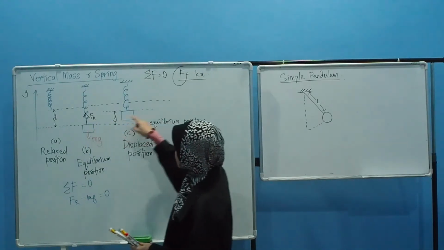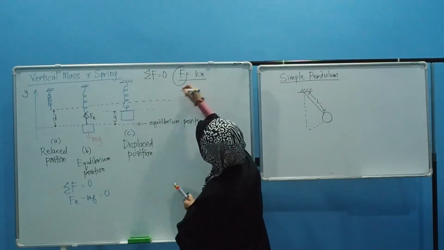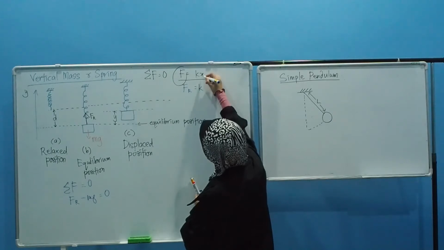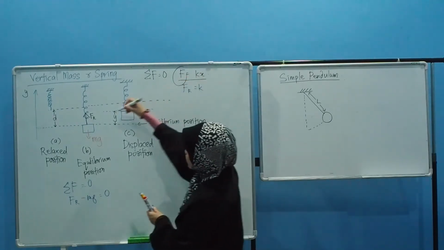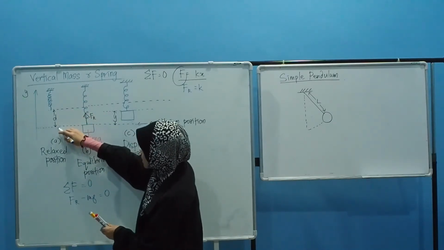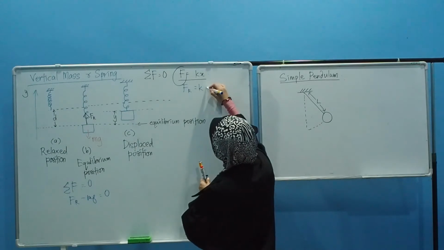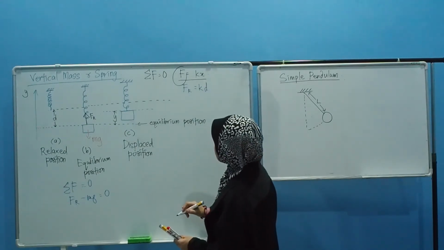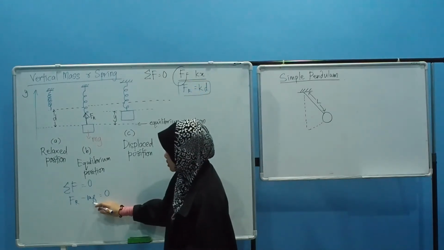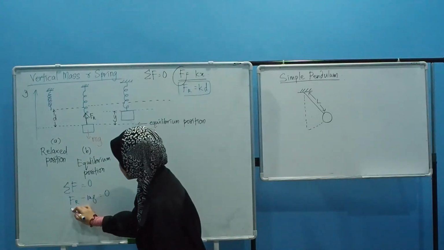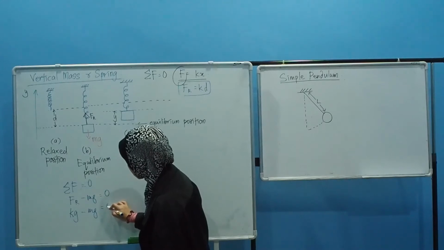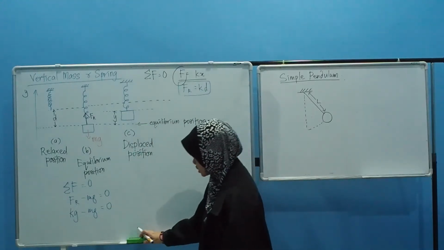The restoring force is equal to k and then x. What is the value of x here? It is displaced from the relaxed position to the equilibrium position with distance D, so I put here D. Alright, so I will substitute this Fr into the equation. So Fr here becomes kd, minus mg is equal to 0. Oh no, kd.